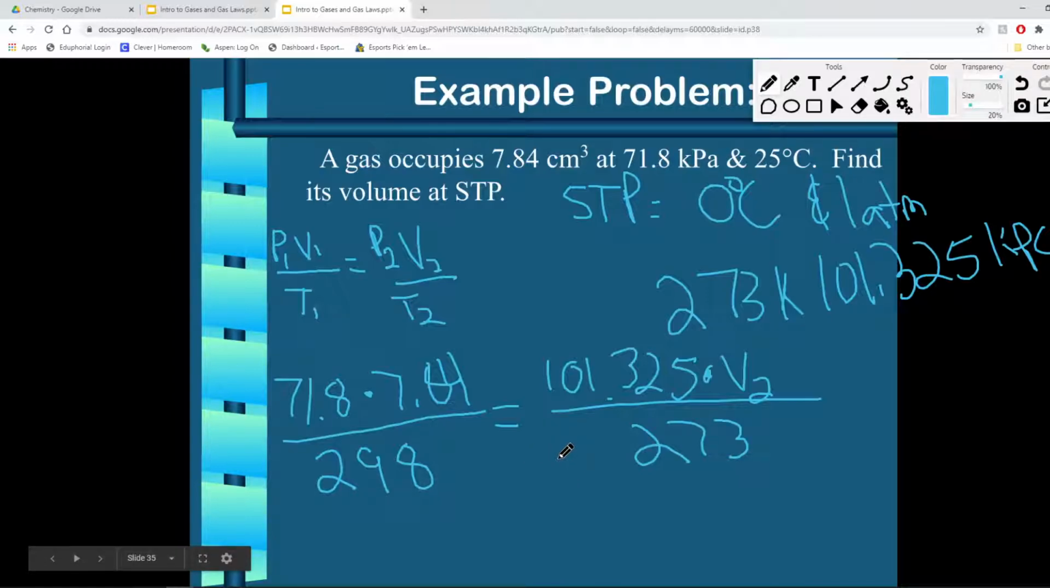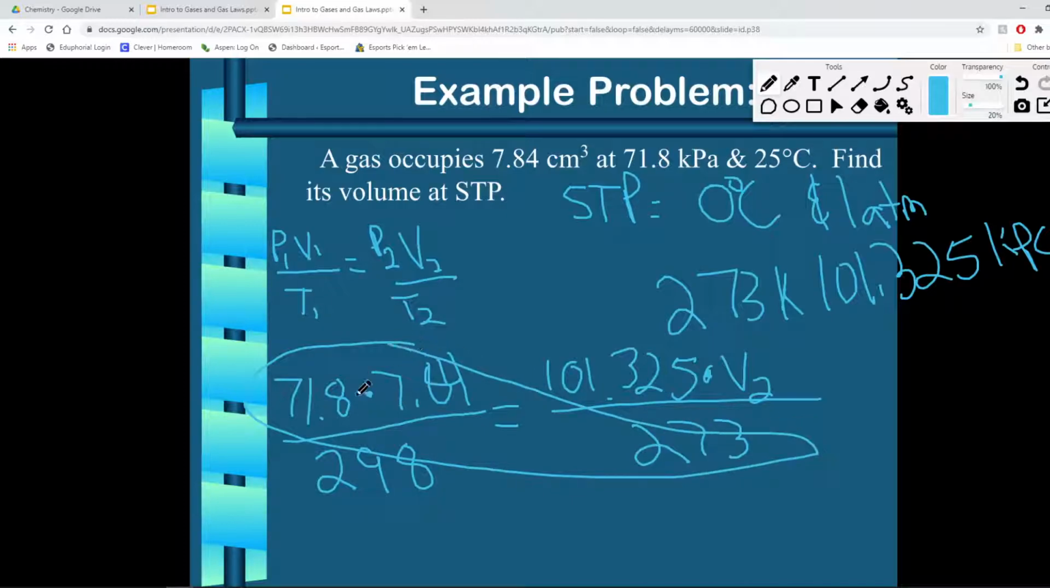Okay, so the easiest way to do this is still cross multiplication. We can take all of these here, and because these are just being multiplied by each other, we just make this one big multiplication string: 71.8 times 7.84 times 273.